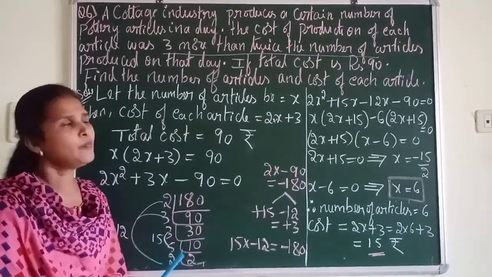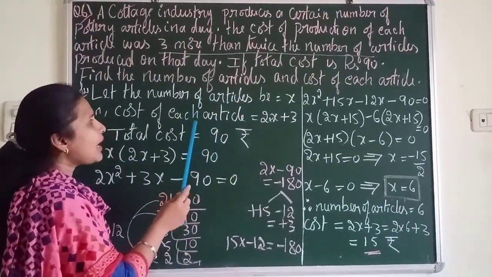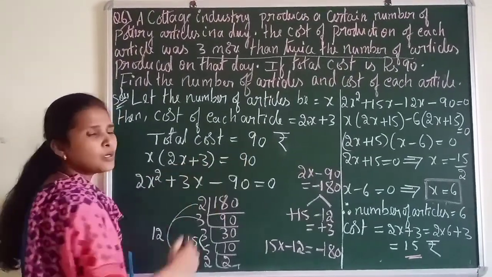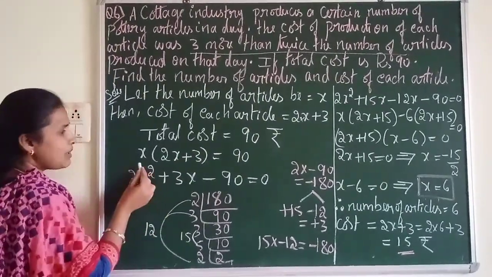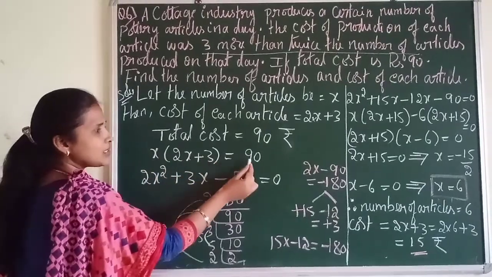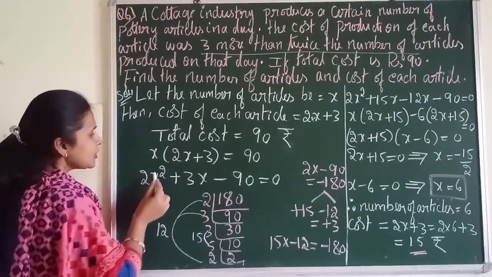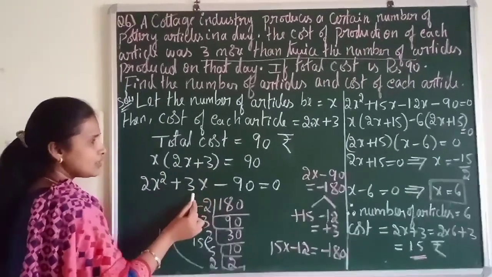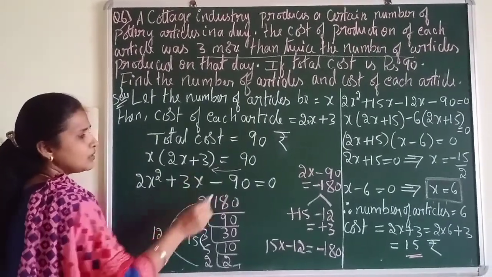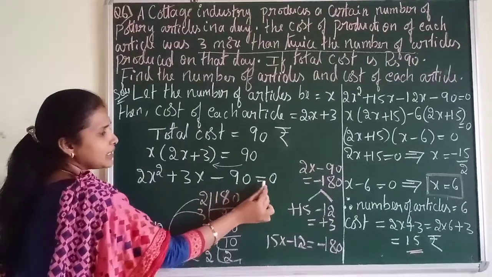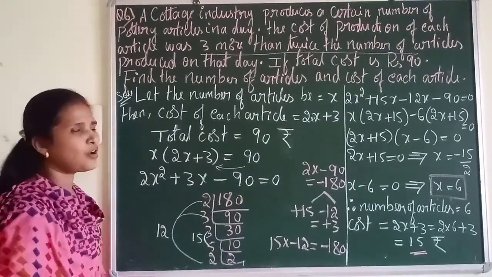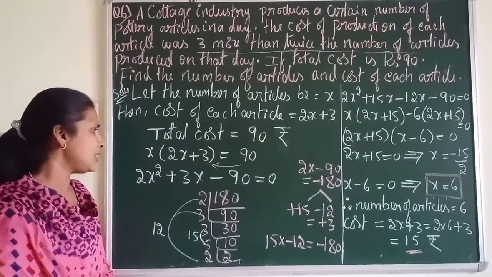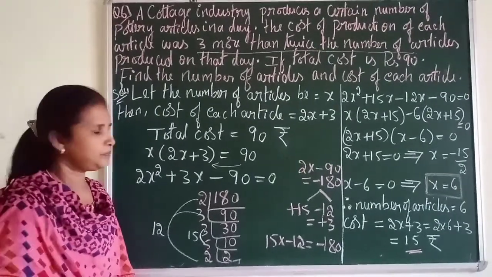So here also, the number of articles and the cost of one article, if you multiply, you get the total cost. So let me multiply x into 2x plus 3 equals 90. x into 2x is 2x square, x into 3 is 3x. Bring this 90 to this side, it becomes minus 90 equal to 0. So it is in standard form and there is no common factor to divide. 2x square plus 3x minus 90 equal to 0.